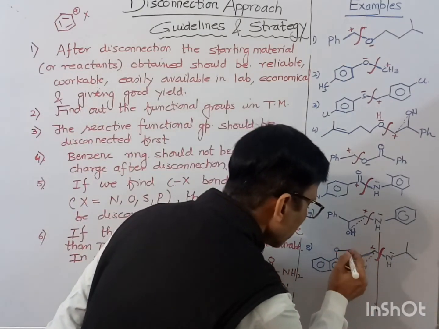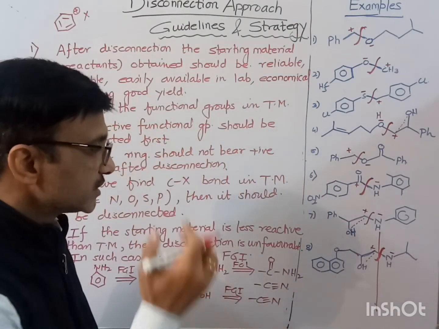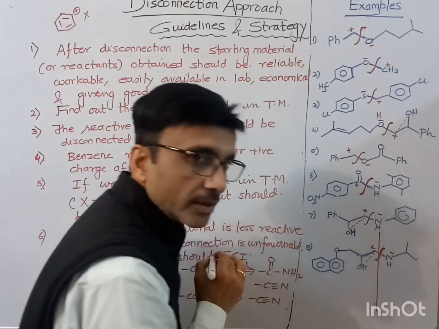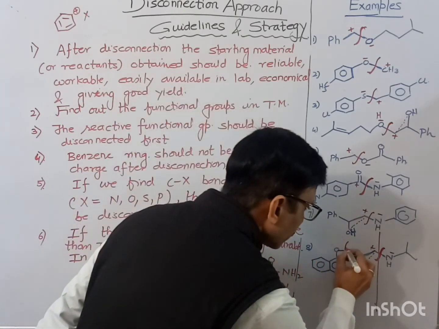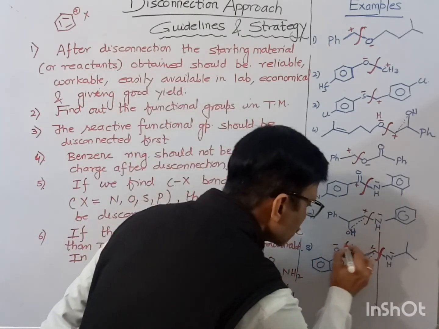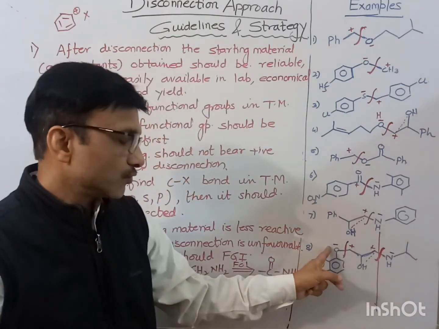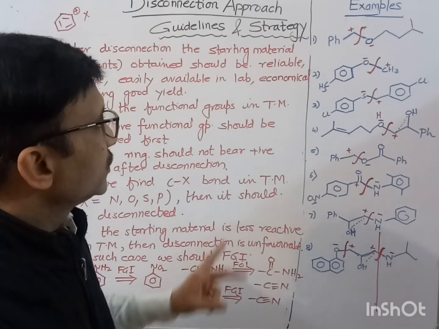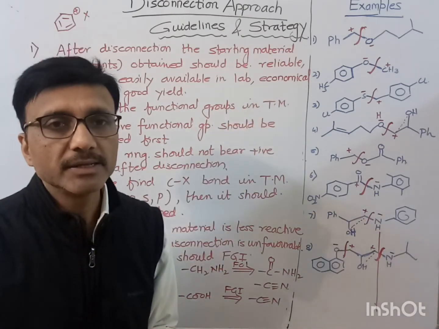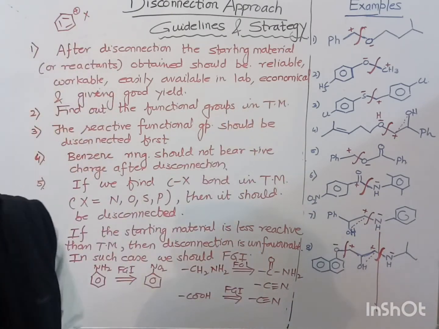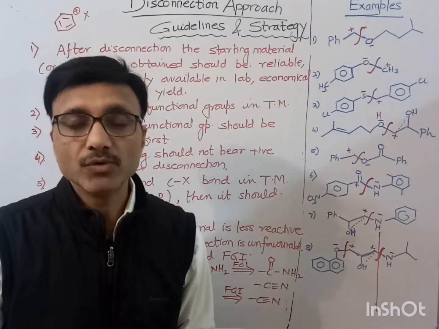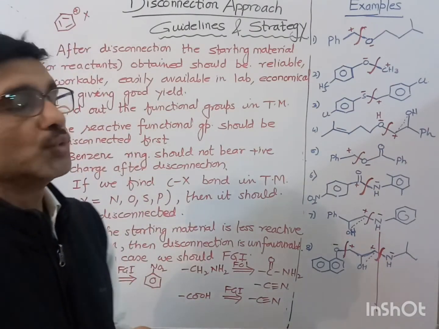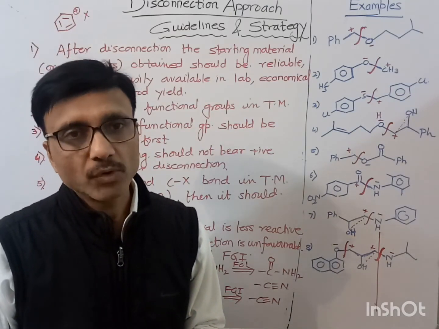No doubt you should search for the CX bond. We will not disconnect it from here, and we can disconnect from here. So this is negative, this is positive. You can add H plus over here and Cl minus over here. Okay, so these are some of the examples, and these are certain guidelines. In the next part of this video, I will give you some more strategy to disconnect the target molecule. Okay, thank you.